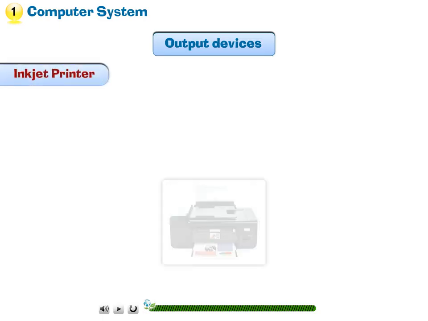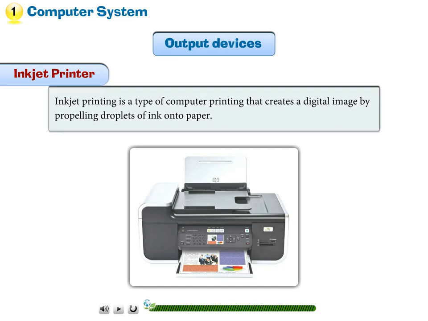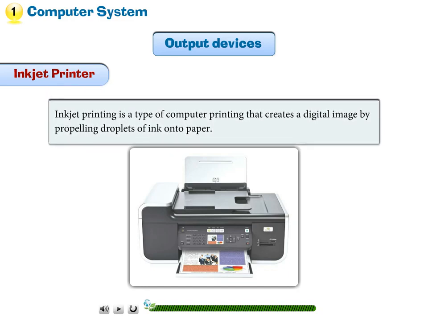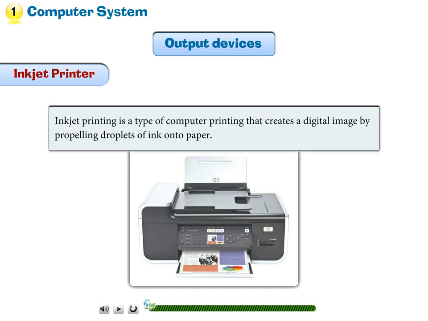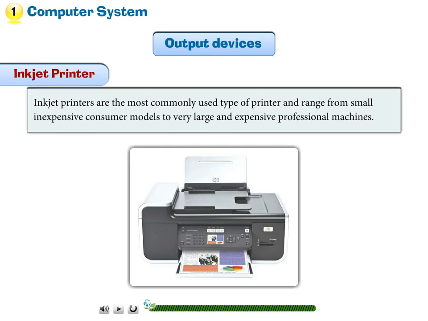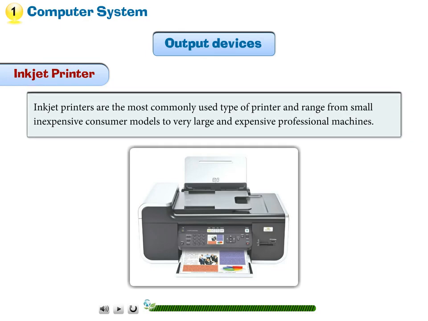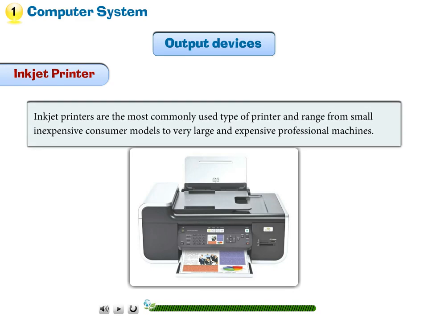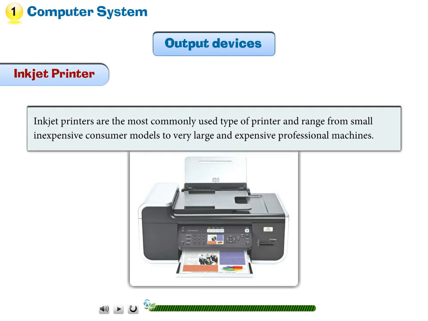Inkjet printer. Inkjet printing is a type of computer printing that creates a digital image by propelling droplets of ink onto paper. Inkjet printers are the most commonly used type of printer and range from small, inexpensive consumer models to very large and expensive professional machines.